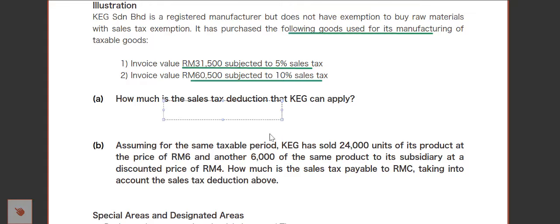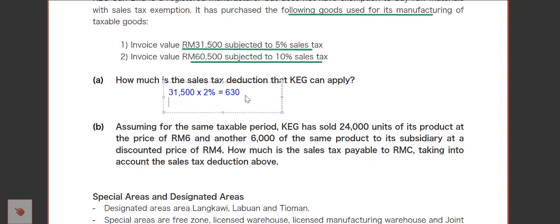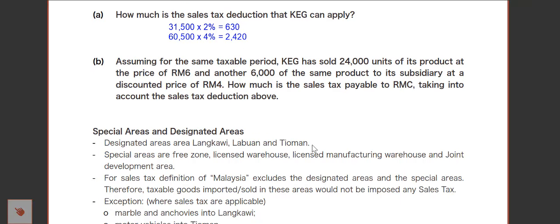Now, the 31,500, you get 2%, which is 630. Now then the 60,500, you get 4%. So you get 2,420. Okay, so assuming for the same taxable period, KG sold 24,000 units of his product at the price of 6 ringgit and another 6,000 of the same product to the subsidiary at a discounted price.